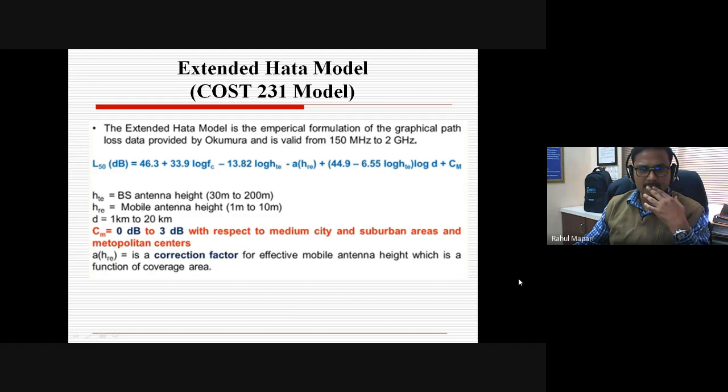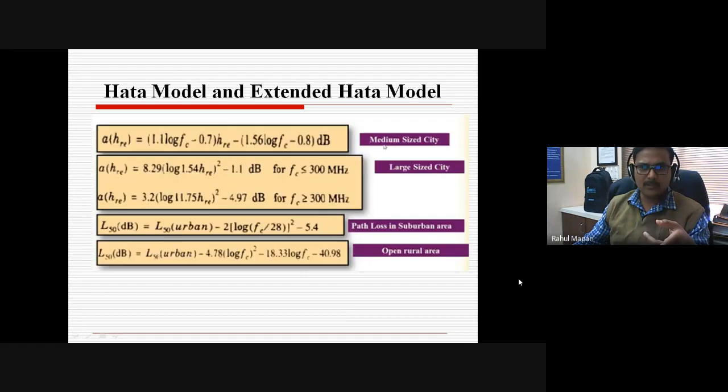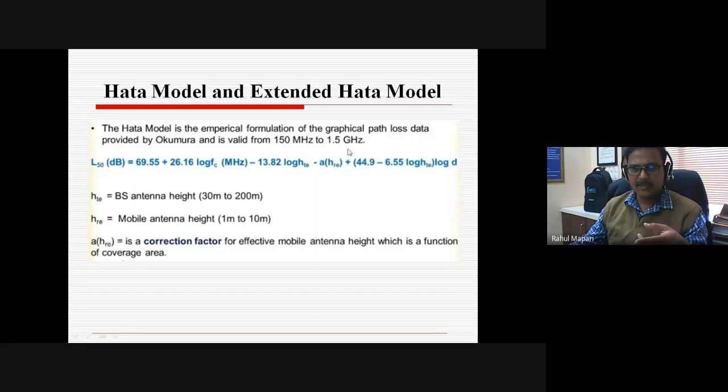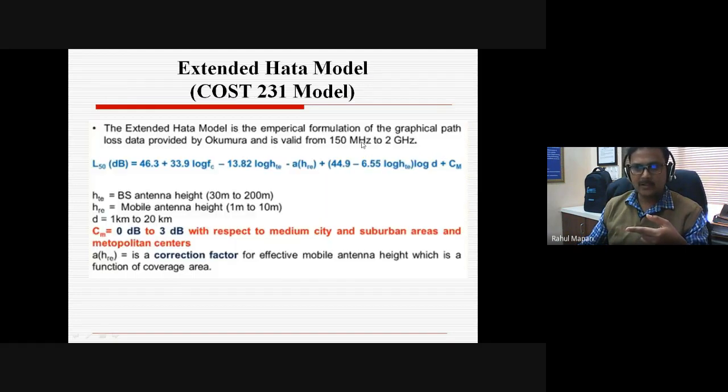So what is the difference between the Hata model and the extended Hata model? The Hata model is applicable for 150 megahertz to 1.5 gigahertz, and the extended Hata model is applicable for 150 megahertz to 2 gigahertz. So in short, you can write that the extended Hata model is applicable for 150 megahertz to 2 gigahertz, while the Hata model is applicable for 150 megahertz to 1.5 gigahertz. Then write the terms. Write the equation.